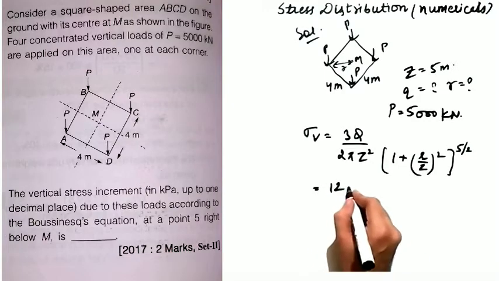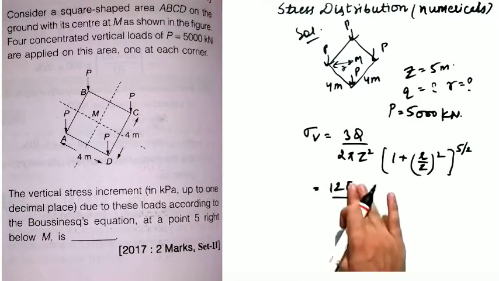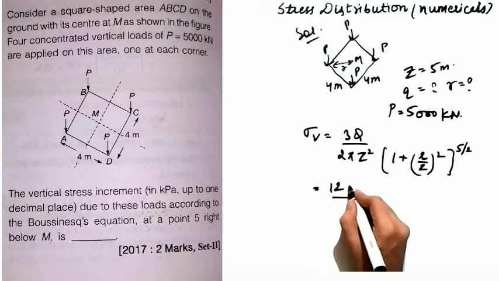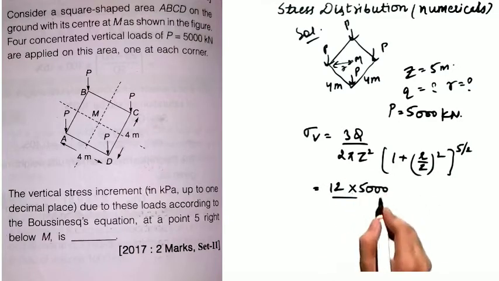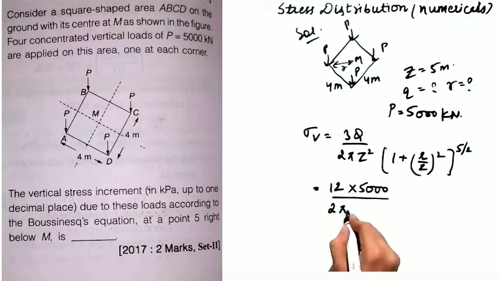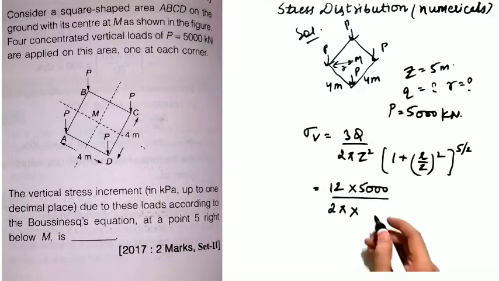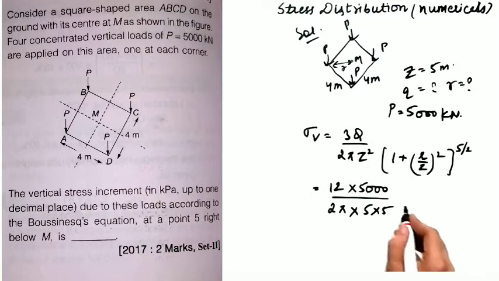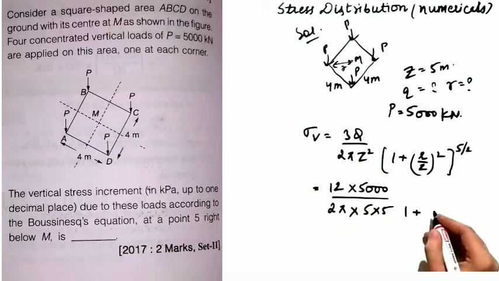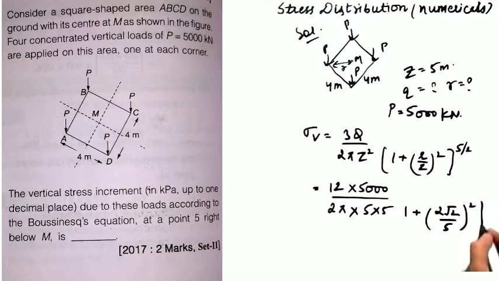That means it will be 12Q divided by, what is Q now? The Q is the load, that is 5000 kilonewton, divided by 2 pi, what is Z? Z is the vertical distance, that is 5 meters here. So it will be 5 into 5, 1 plus, what is R? R can be calculated as half of the diagonal of this square. So it will be 2 root 2. You can calculate it easily. It will be 2 root 2 and Z is 5. The square of this and the power is 2.5.